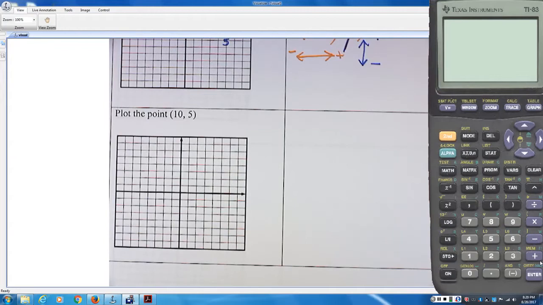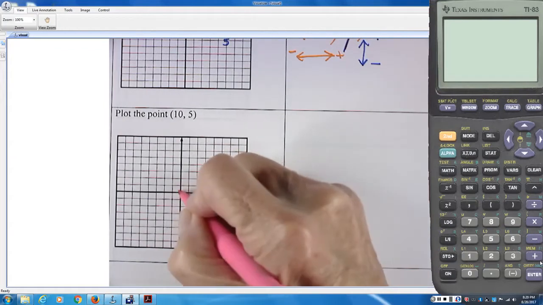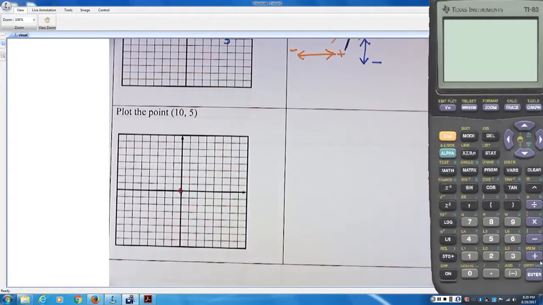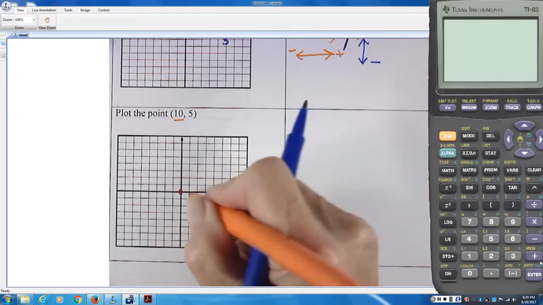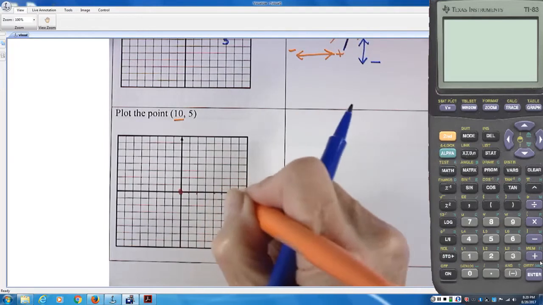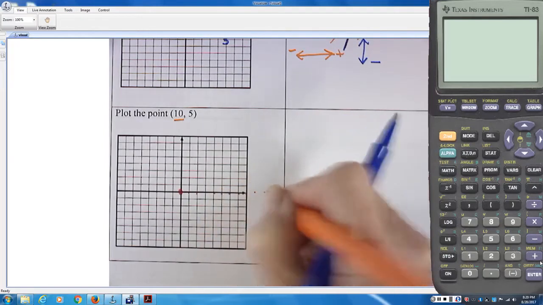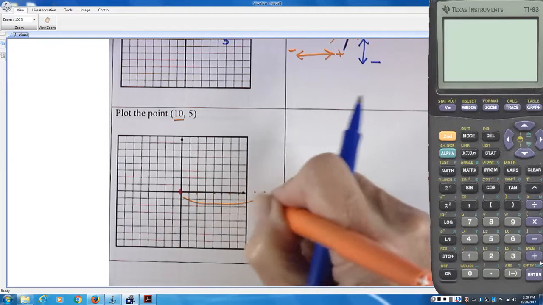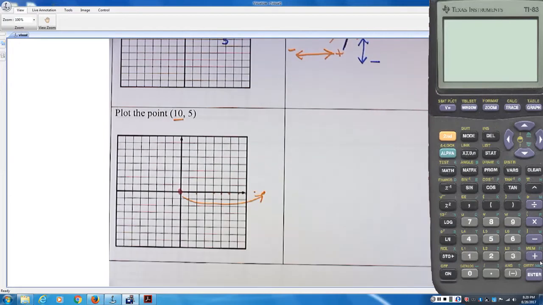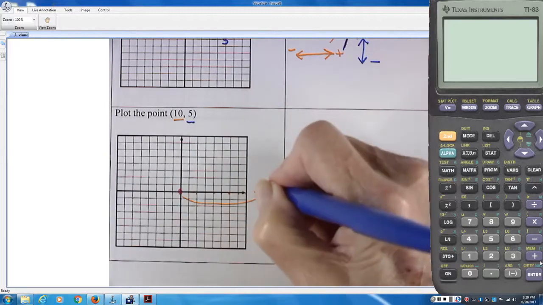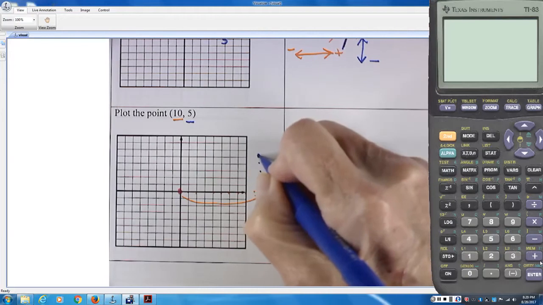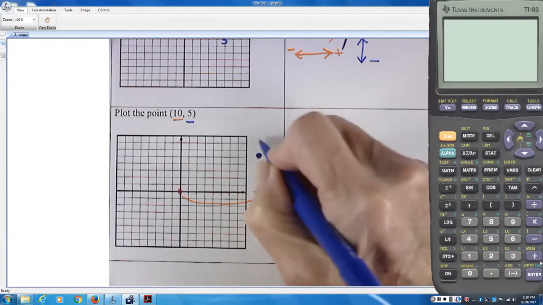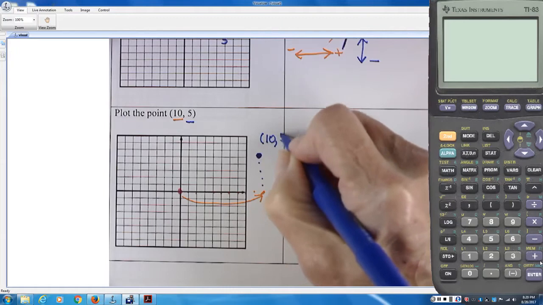For my next one, I'm going to start out again at the origin. And because my X number is positive 10, I'm going to go 1, 2, 3, 4, 5, 6, 7, 8, 9, 10, which is going to take me right here. And then I'm going to go up 5. So 1, 2, 3, 4, 5. And there's the point, 10, 5.